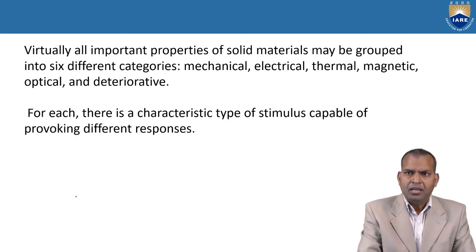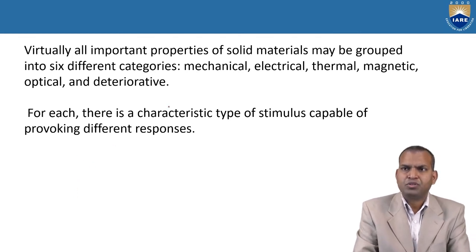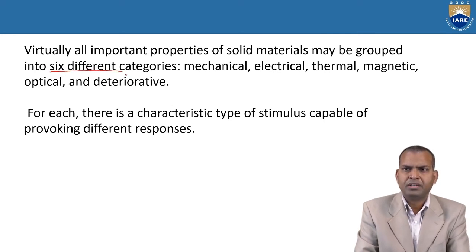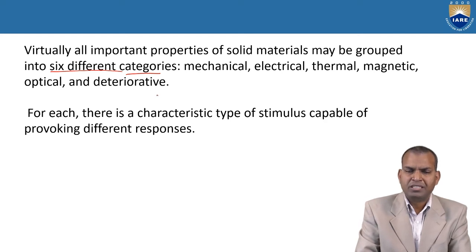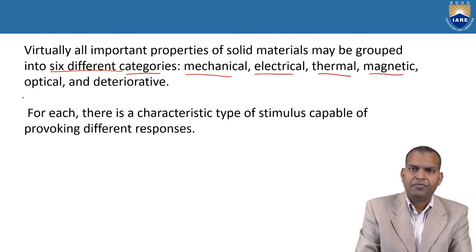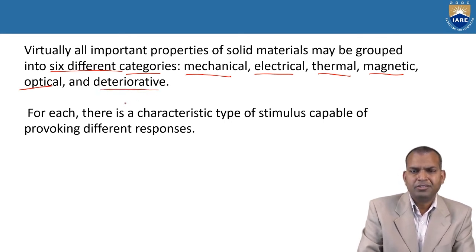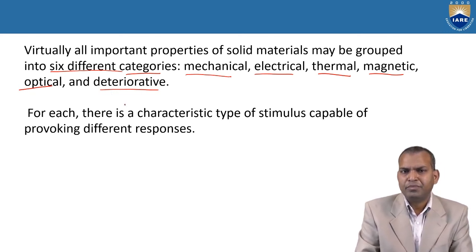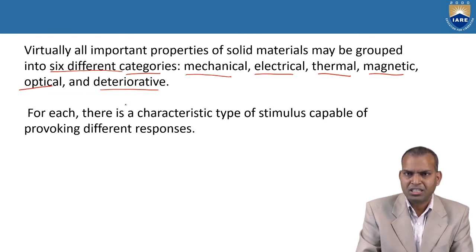Now here, virtually all important properties of solid materials may be grouped into how many categories? Six categories. What are the six categories of properties? Number 1, mechanical properties. Number 2, electrical. Number 3, thermal properties. 4, magnetic. 5, optical. And finally 6 is deteriorative. This deteriorative property is nothing but corrosion. When the material is exposed to a certain environment, corrosion takes place. That is the deteriorative property.